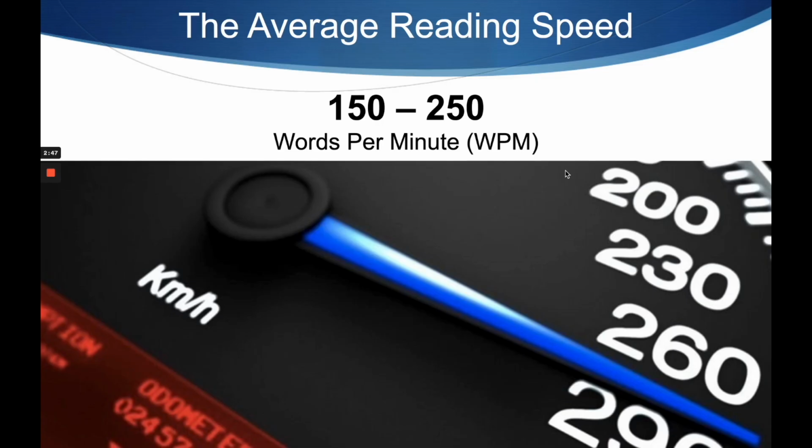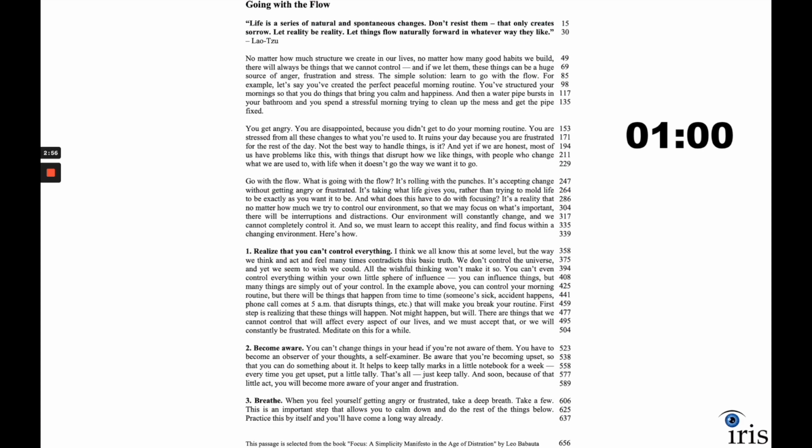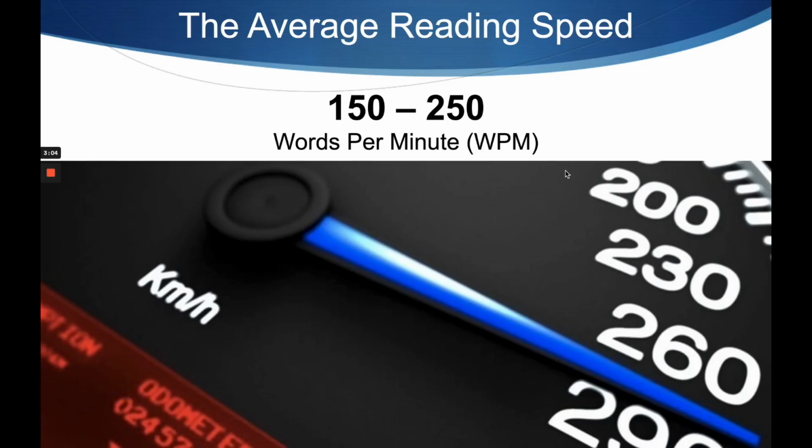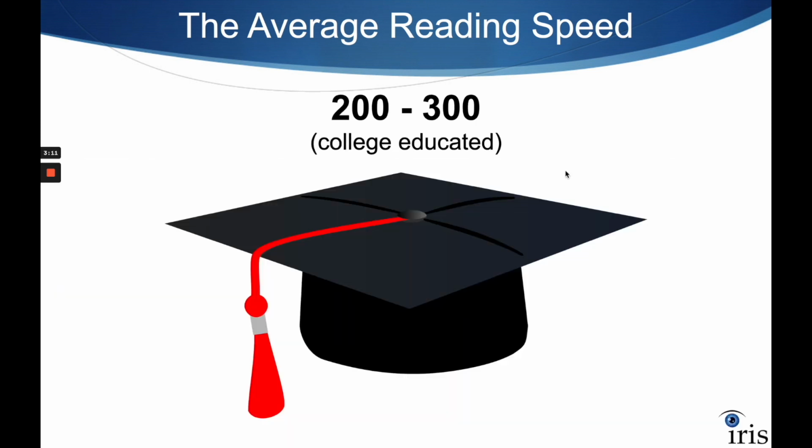So what's the average? Average reading speed is 150 to 250. That's based on material that's kind of medium level in terms of difficulty. Not too easy, not too hard. Something like this. This is not a children's book, and it's also not advanced level physics. So that's the average. By the way, this average does not take into account education level. For college educated adults, it's 200 to 300, a little bit faster, which I guess would be expected.